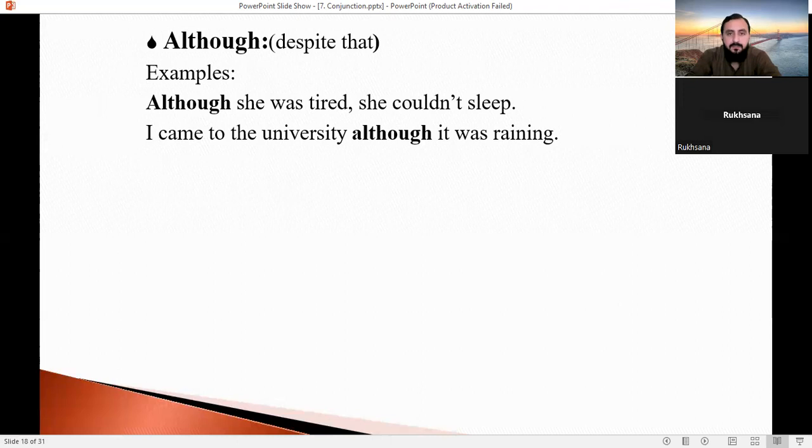I came to the university, although it was raining. So it also shows a surprising or a contrasting idea. I came to the university although it was raining.